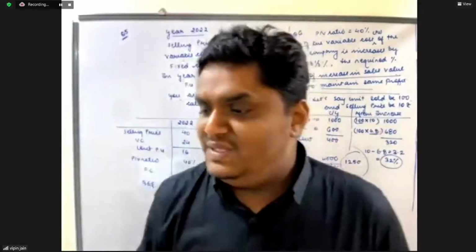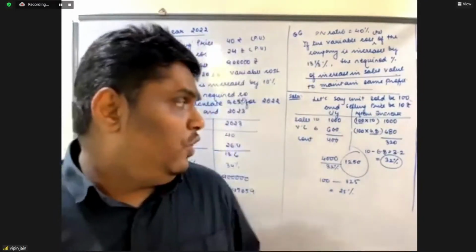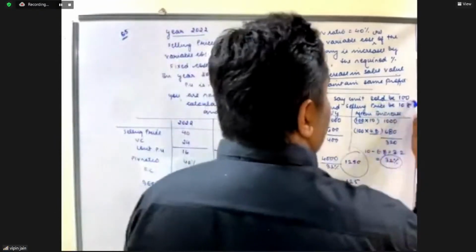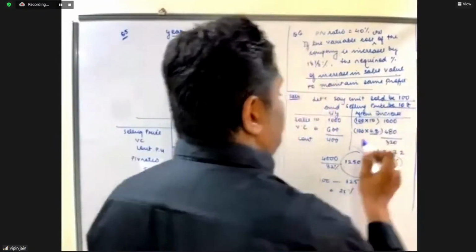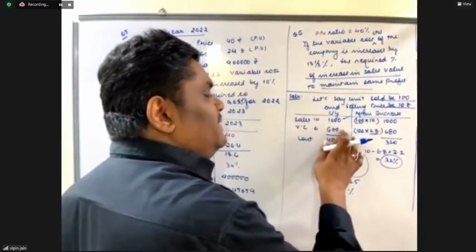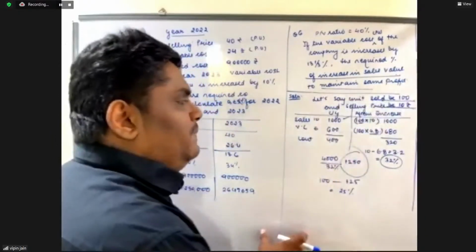Sorry guys, a mistake of a zero. So I hope this part is clear, wherein, let's say my units sold are 100 and the selling price is 10. So currently my sales is 1,000. My variable cost will be 600 and my contribution will be 400, since my PV ratio is 40%.